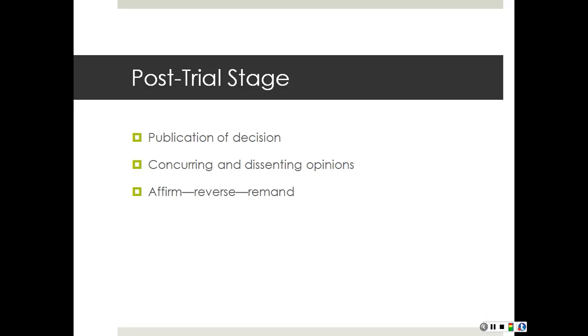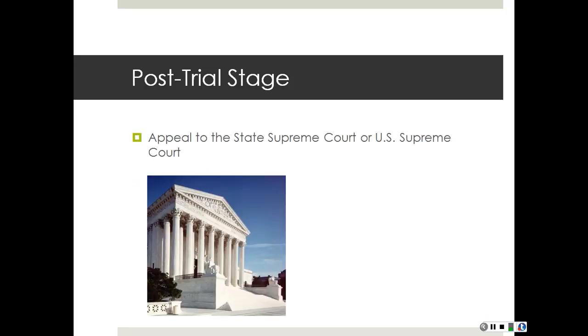If the party loses in the appellate court, they may try to bring the case to either their state Supreme Court or to the U.S. Supreme Court, depending on the nature of the lawsuit. If the Supreme Court accepts the appeal, then the parties file new written briefs and the appellate process starts all over again.